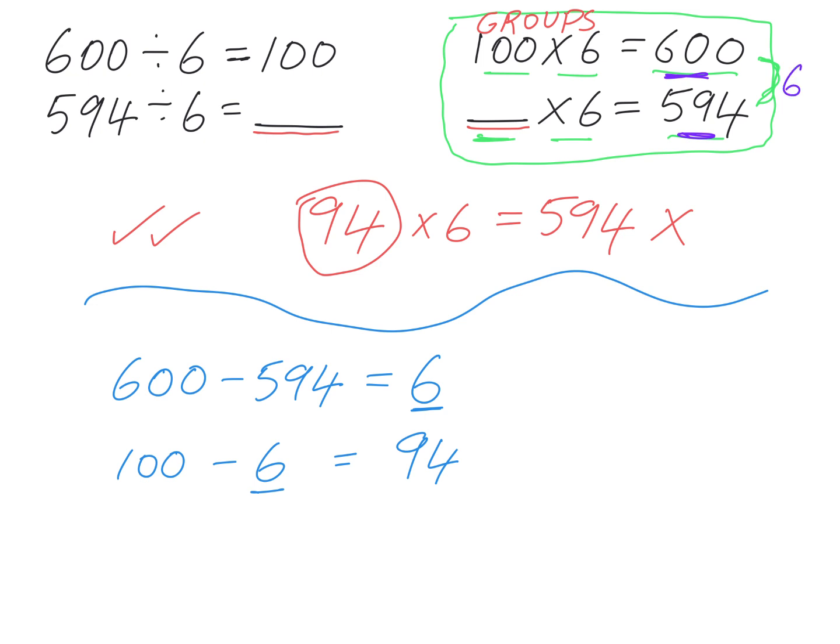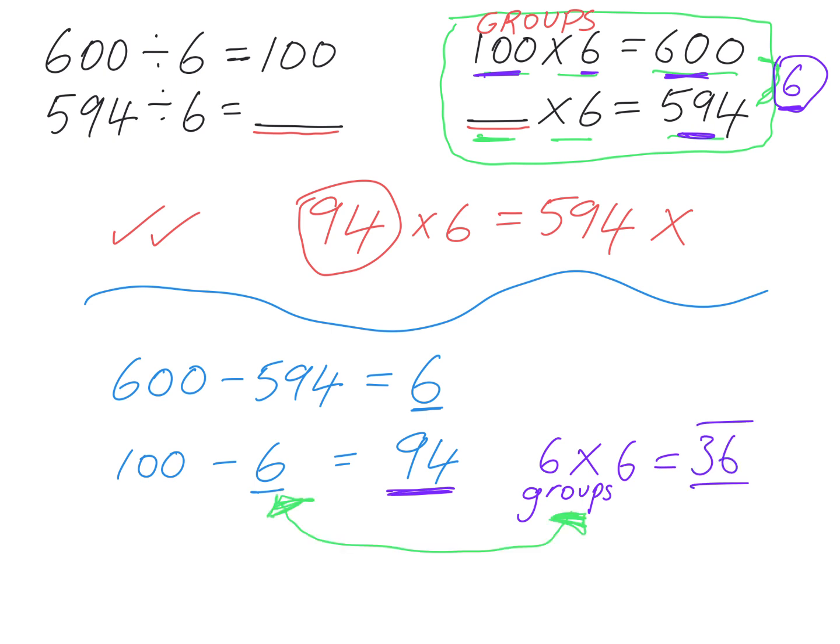So it's 6 difference. So they're really close to each other, and that 6 is one group of 6. One group of 6 makes 6. But if we have 94 groups of 6, then that's 6 less than our 100. 6 groups of 6, which is 36. So that's too much. That's taking away too many groups.